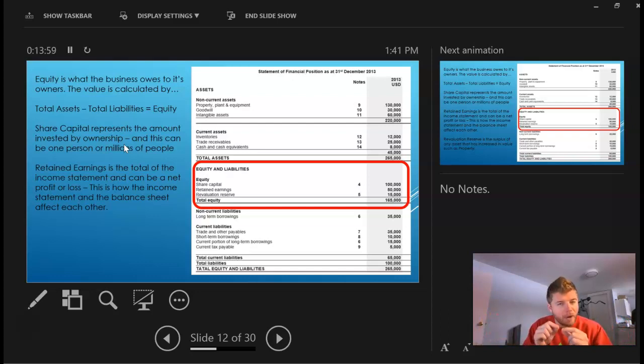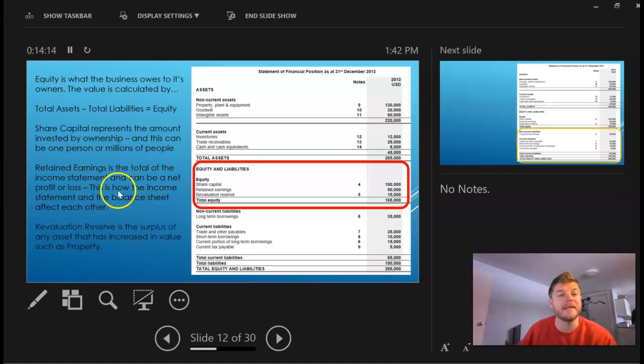So they own a little small part of that company. You can see here, share capital, retained earnings, revaluation reserve. Retained earnings is a total that the income statement can make a net profit or loss. This is how the income statement and the balance sheet affect each other, by looking at the amount of retained earnings.